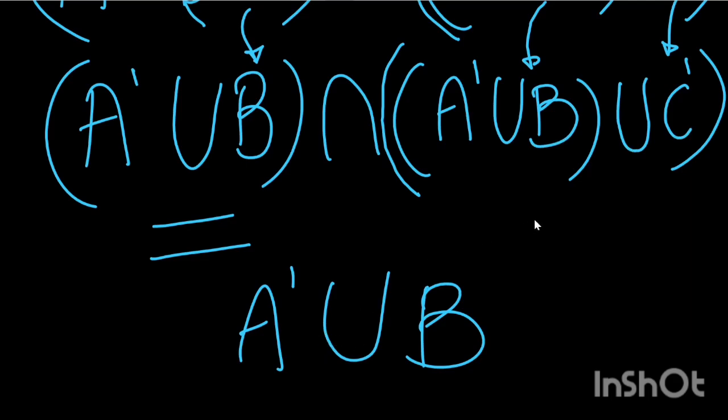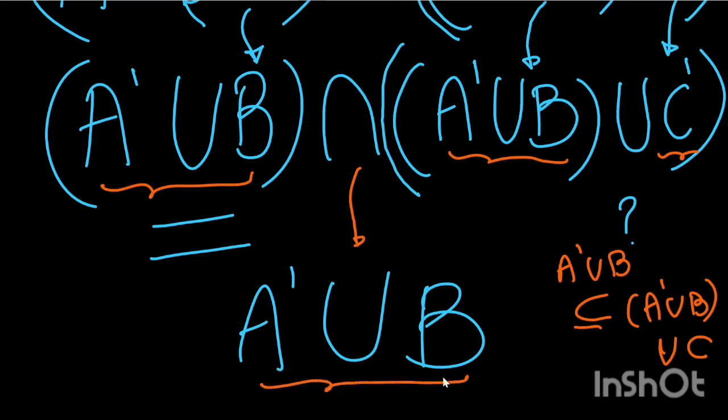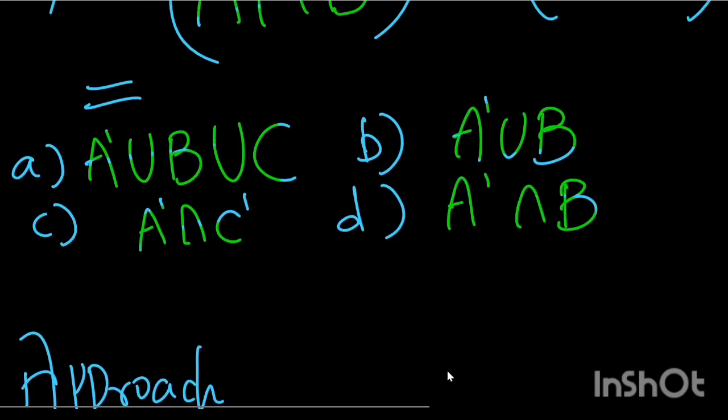Now why, guys? So it is because of the reason that A dash union B, we are taking union with C, and this is also A dash union B. So A dash union B is basically a subset of A dash union B union C. Since it's a subset, their intersection will give you A dash union B only, which is which option, guys? B option, guys.